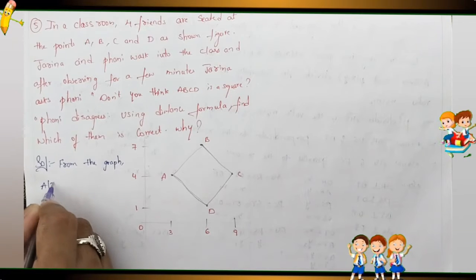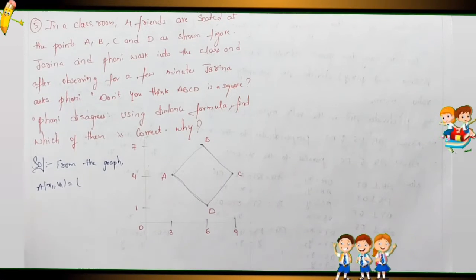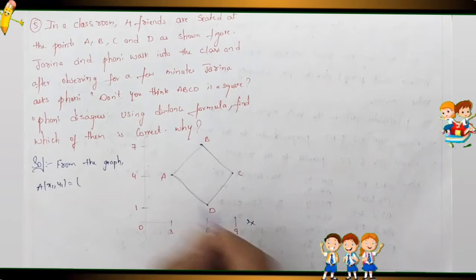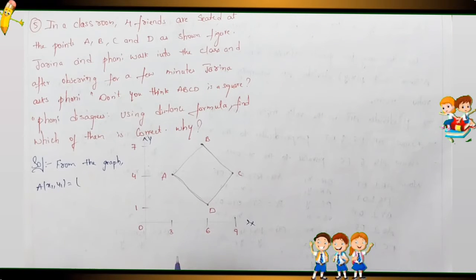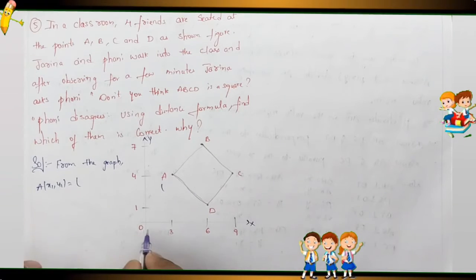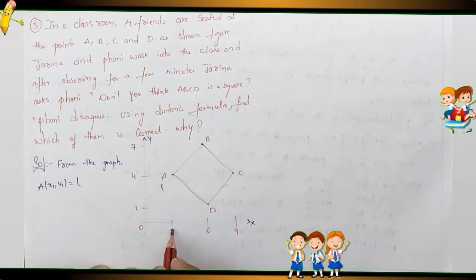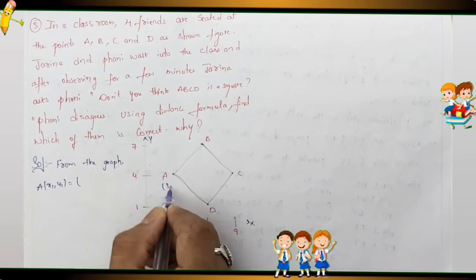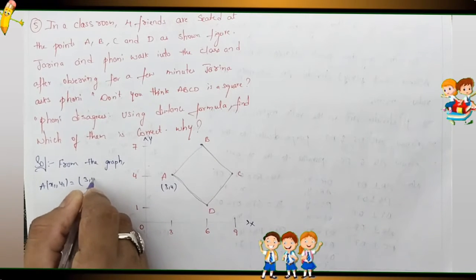So A value (x1, y1) is equal to, what is x1 of A? If you observe, this is the x-axis now. From here to here, this is the x-axis. From here to this is the y-axis, intersecting at point O. Now for the x value, what is x for A? From the point A, x-axis is 3, y-axis is 4. First you have to write down 3 comma 4. So now we got A value is (3, 4).